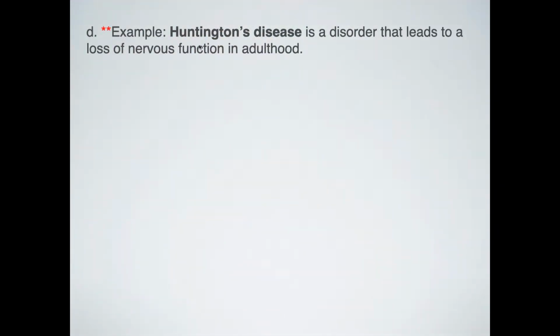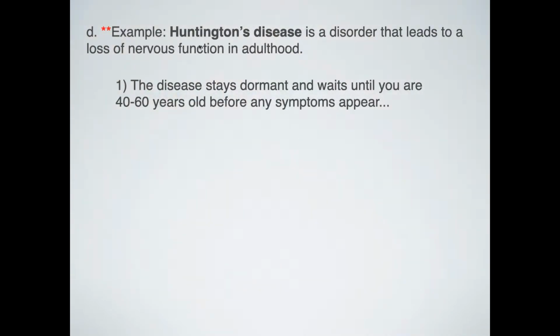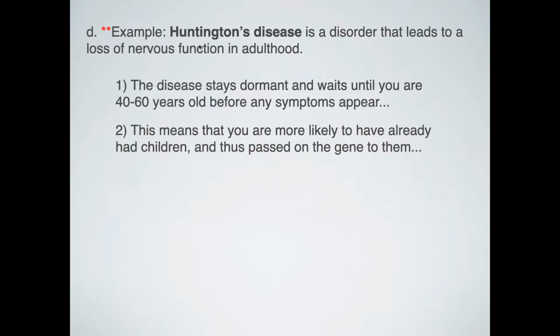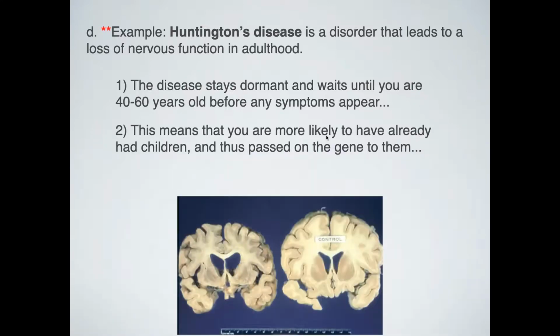Huntington's disease is a disorder that usually leads to a loss of nervous function in adulthood. And this disease normally stays dormant. You can go your entire life without knowing that you have Huntington's disease because it only really affects people when they get into their 40s to 60s, and almost never do symptoms appear before that. The reason it is a very interesting disorder is because most of the time, if you're in your 40s or 60s, you most likely have already passed on that gene to your children or your grandchildren, and it can cause damage to the brain.